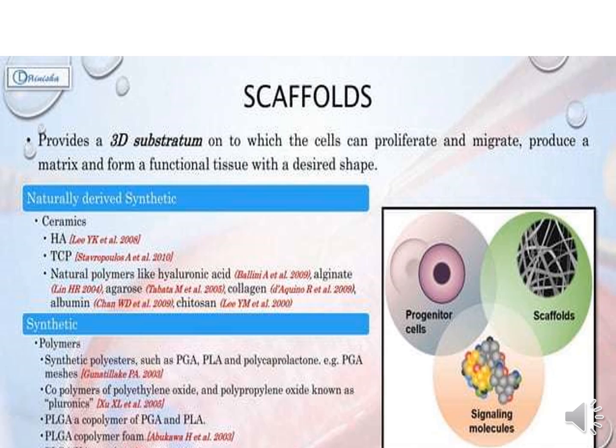Scaffolds provide a three-dimensional substratum on which the cells can proliferate and migrate, produce a matrix, and form a functional tissue with a desired shape. Naturally derived scaffolds include ceramics, hydroxyapatite, tricalcium phosphate, and natural polymers like hyaluronic acid, alginate, agarose, collagen, albumin, and chitosan. Synthetic scaffolds are polymers: synthetic polyesters, polyglycolic acid, polylactic acid, polycaprolactone, copolymers of polyethylene oxide and polypropylene oxide, PLGA as a copolymer of PGA and PLA, and PLGA copolymer foam.